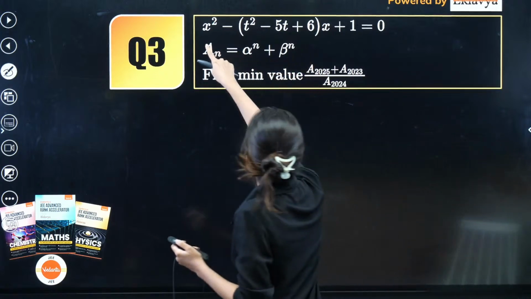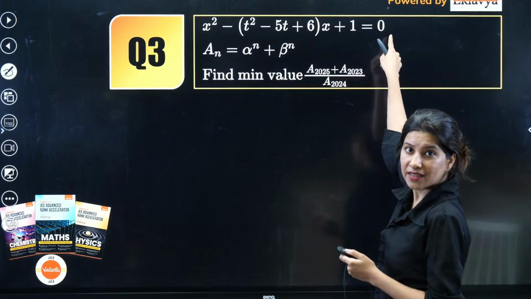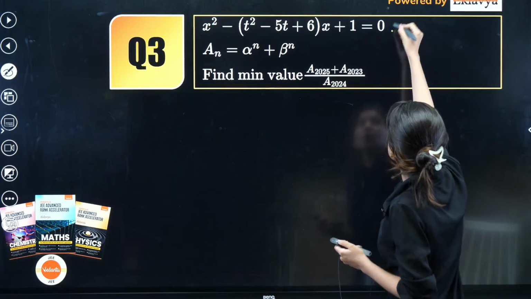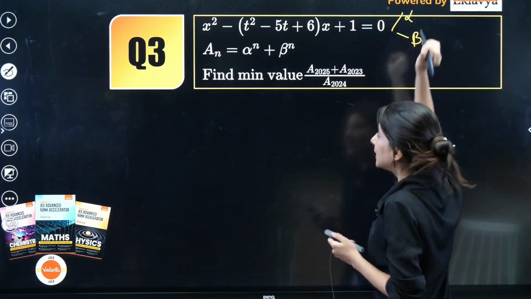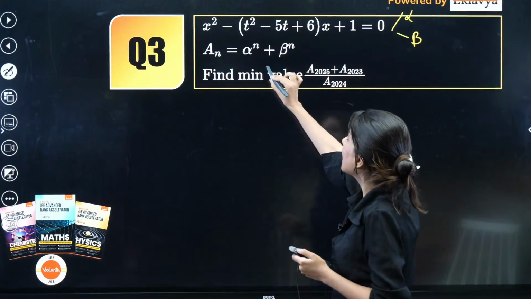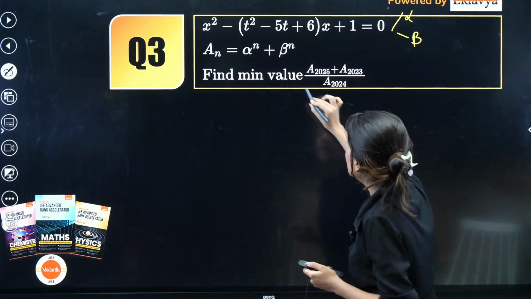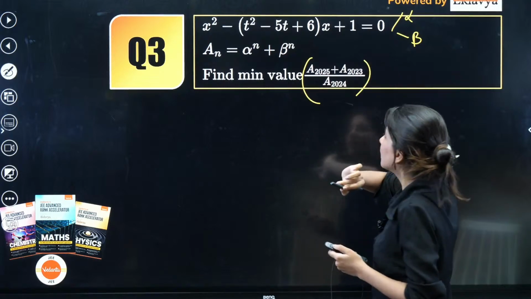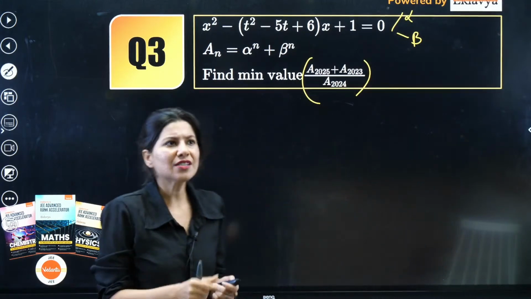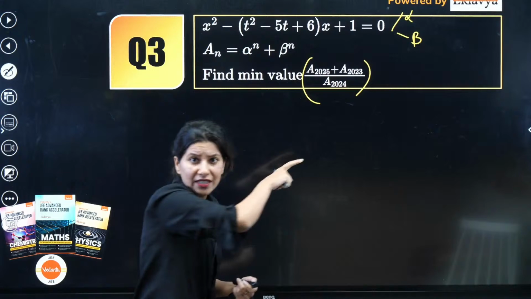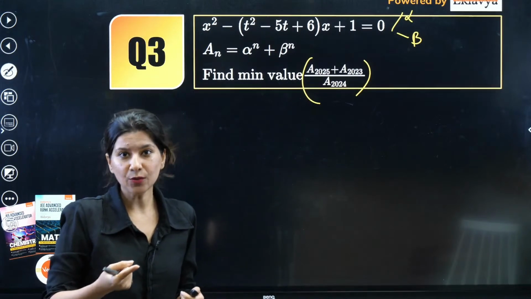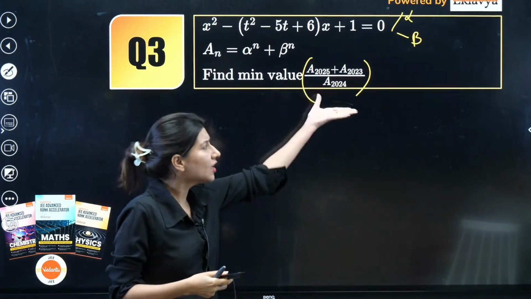So can you see this is your quadratic equation whose roots are given as alpha and beta. And now An is given as alpha raised to power n plus beta raised to power n. We are here to figure out the minimum value of this. But let's just figure out the exact value of this and then talk about the minimum value. First of all, let us figure out the value of this.